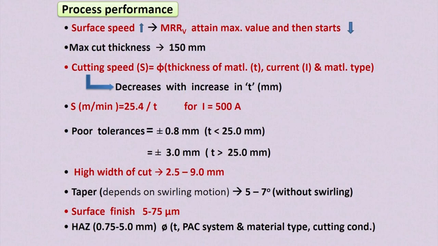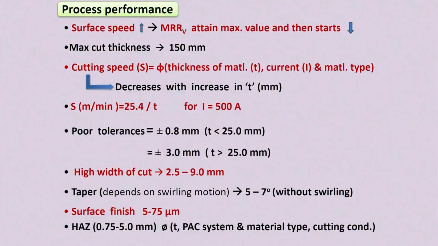So the plasma arc cutting process generates a very high width of cut, around 2.5 to 9 millimeter. This is the width of cut in case of the plasma arc machining process. Taper depends on whether you are using swirling motion or not. If you give a swirling motion to the surrounding gas or chilling water, your taper can be reduced to a smaller value. Without swirling you will get 5 to 7 degree of taper in the cut material.